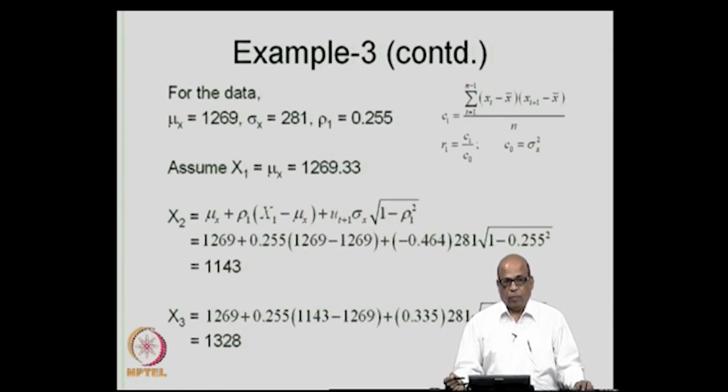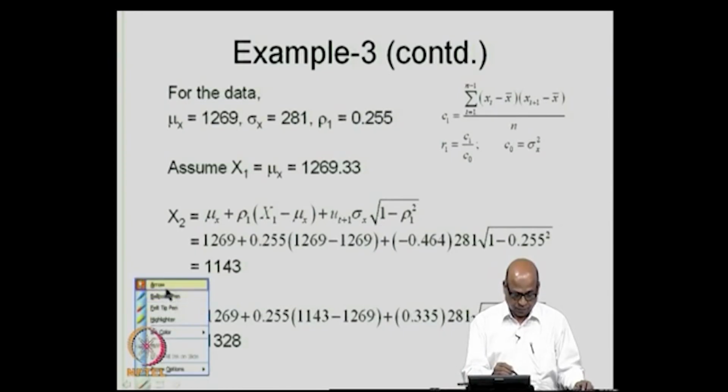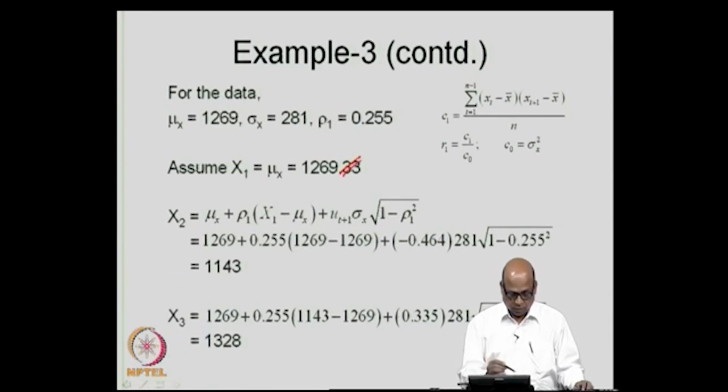So, to start the generation process, we first assume x1, the first value, to be equal to the mean, which is actually 1269.33. Here it is written as 1269, but the actual value is 1269.33, or we will use this as 1269 itself. So, we will use it as 1269 and so x2 is generated as mu x plus rho 1 into x1 minus mu x plus u t plus 1, which is a standard normal deviate, sigma x root of 1 minus rho 1 square. So, u t plus 1, we can write it as u2 here.